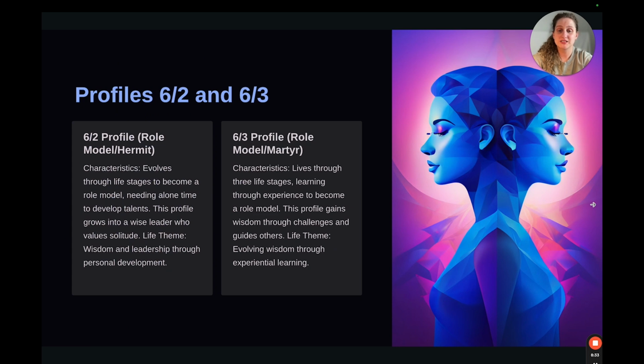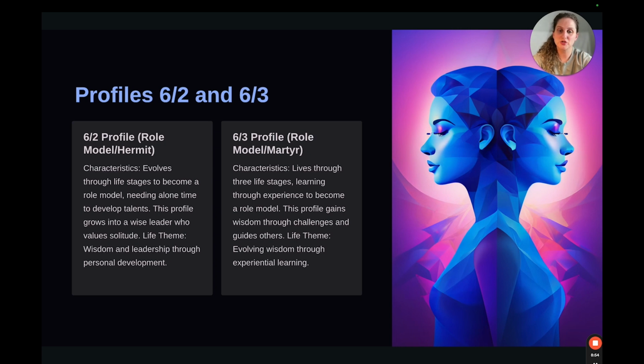And profiles 6-2 and 6-3. 6-2 is role model hermit. Characteristics are evolves through life stages to become a role model, needing alone time to develop talents. This profile grows into a wise leader who values solitude. The life theme here is wisdom and leadership through personal development.